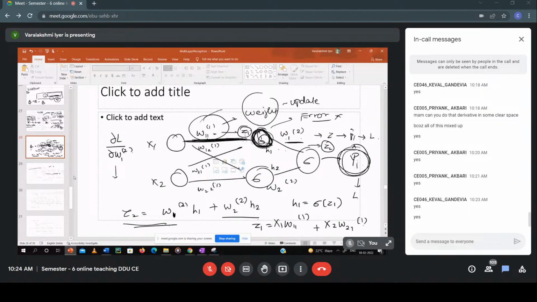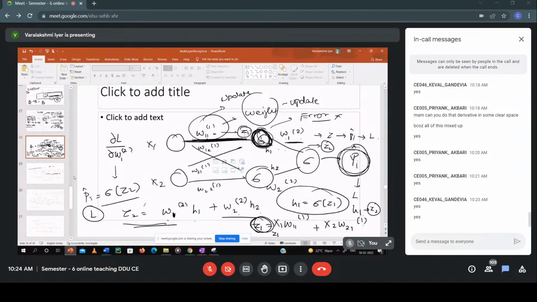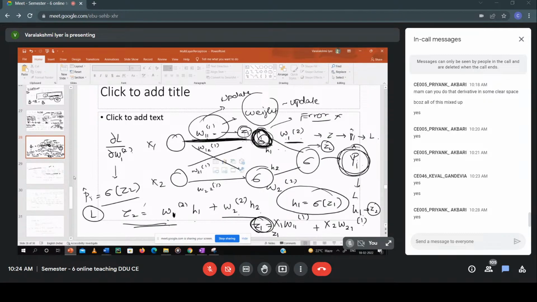So if I'm trying to update this particular weight, how will the chain follow? I'm updating this weight. This weight will automatically impact the Z1 value. This Z1 value will be impacting the H1 value. H1 value will have an impact on the Z2 value that I'm calculating, which is actually the product of H1 into W12 plus H2 into W22. And following the Z2, Pi hat will be impacted, which is the sigmoid of Z2. And then later on the loss will be impacted. Are you getting this particular chain or not? Is this chain clear to everyone?